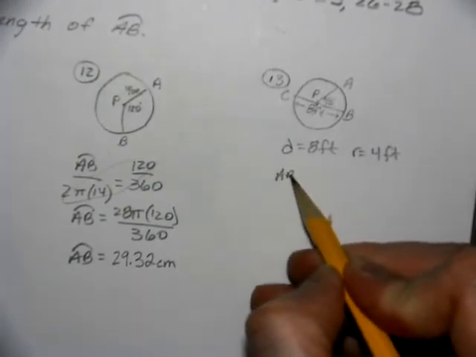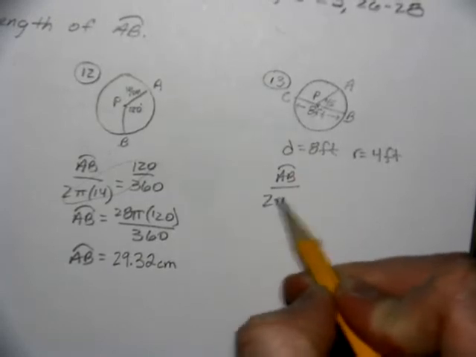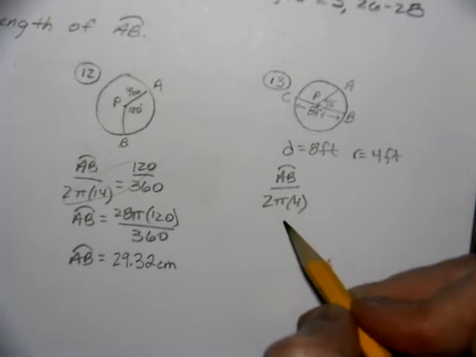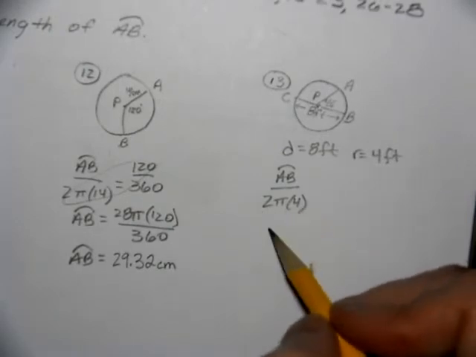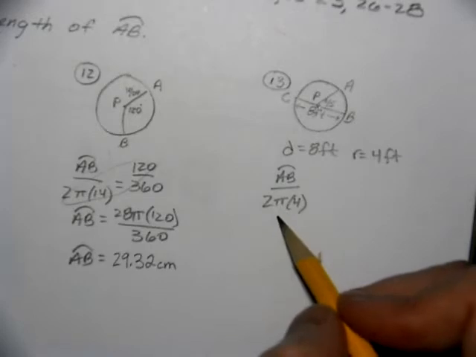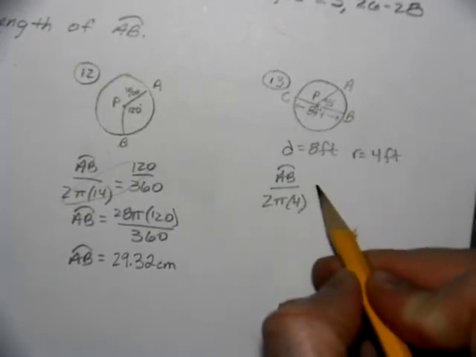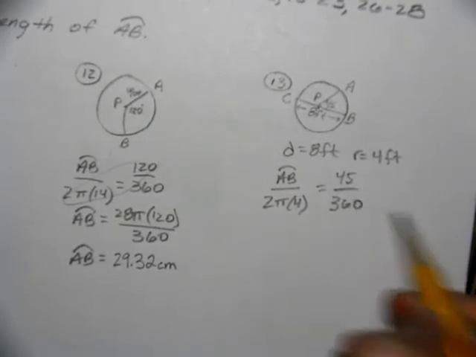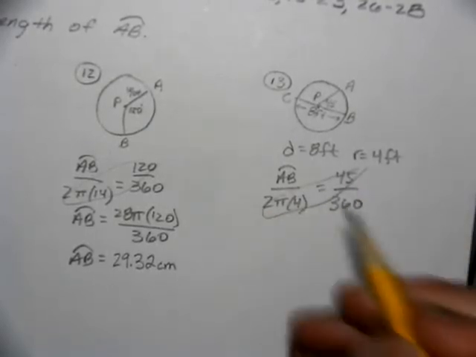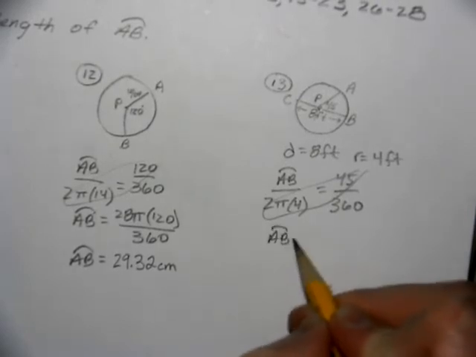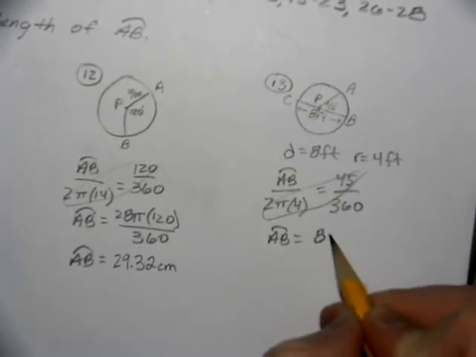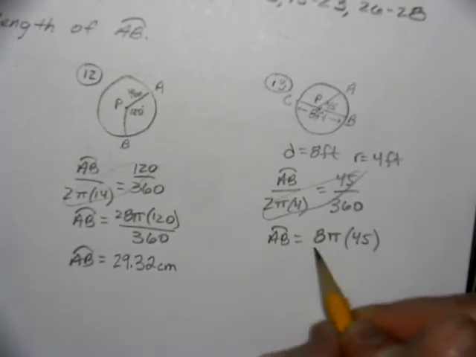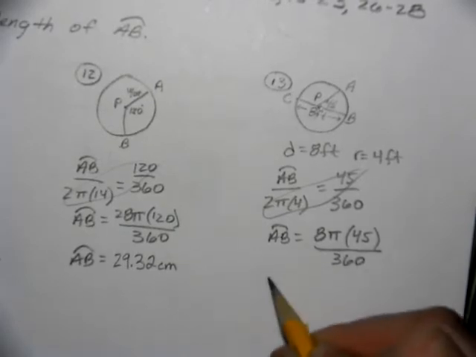So now the arc of AB over 2 pi r. I could have used 8, I imagine. Pi times d is another way to calculate circumference. We'll use that here in a second. We didn't have to break it apart. So we'll cross multiply. Arc AB is 8 pi times 45 all over 360.